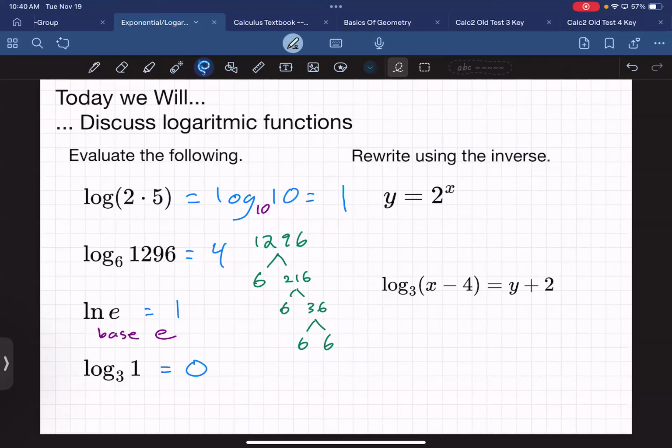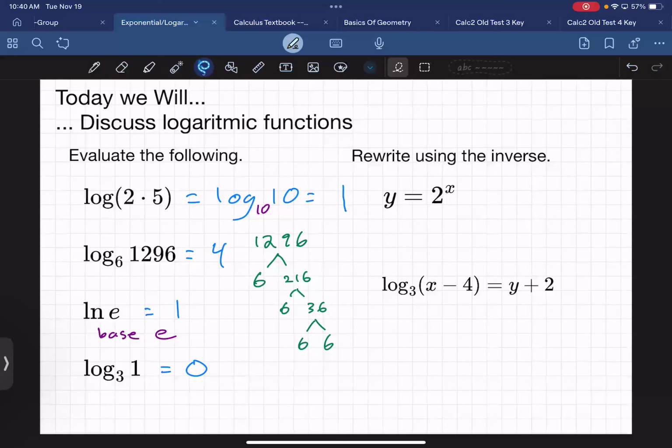Watch out for the log of 10. Watch out for the natural log of e. Know that with other bases, just try to see if it works out nicely. It's not guaranteed to do that again. I picked 1296 because it was 6 to the fourth power. Okay, so that's where that came from.